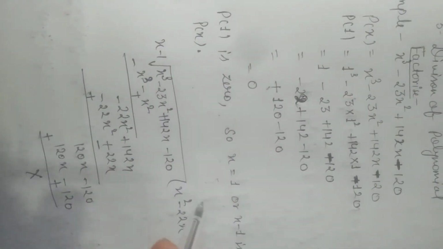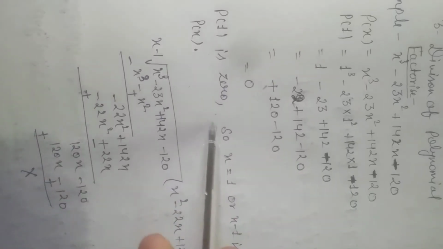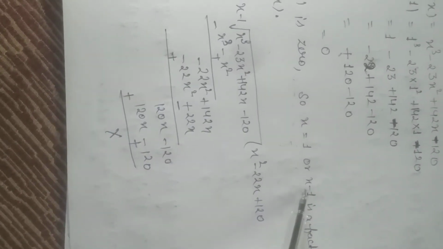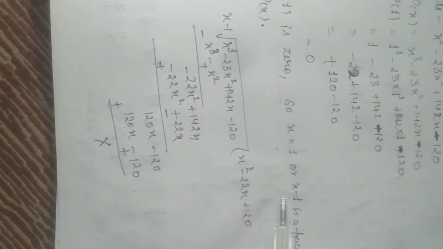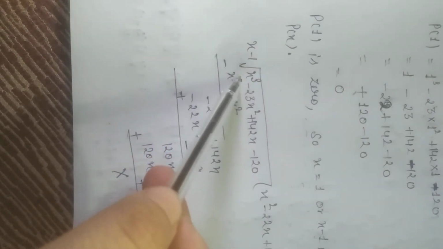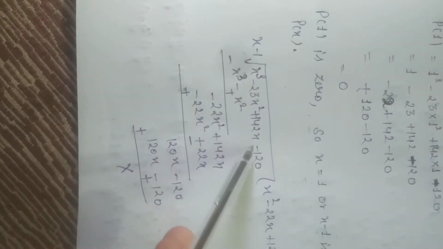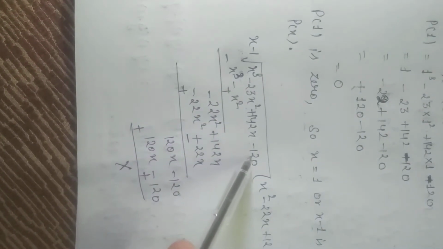Now that one we have done. Now we will do the second thing. First we have used remainder theorem. Now we will do the long division method. We will divide the polynomials. Now x minus 1 is a factor. So what we will do? We will divide P(x) by x minus 1. So let's divide. P(x), that is the polynomial x cube minus 23x square plus 142x minus 120, is divided by x minus 1.